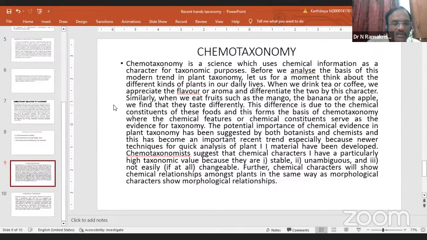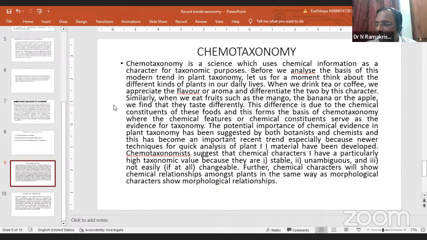The second point is bisexual. In the Annonaceae family there are bisexual flowers. Trimerous. What is the meaning of trimerous? It means the calyx has 3, the corolla has 3. So this is the arrangement of floral parts: trimerous. And hypogynous. I already told you what hypogynous is.